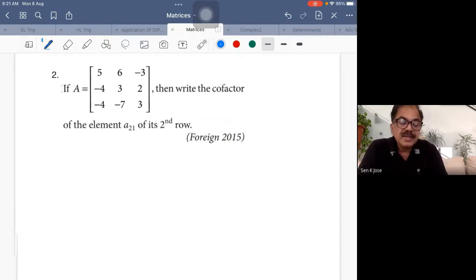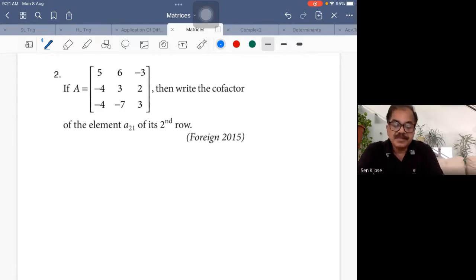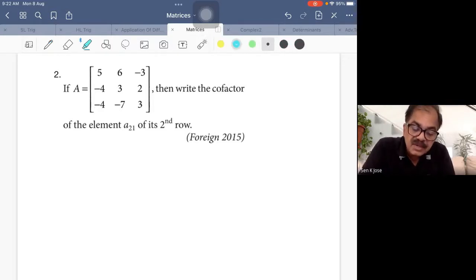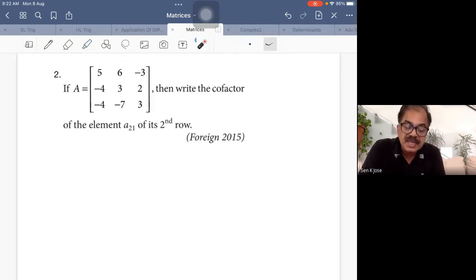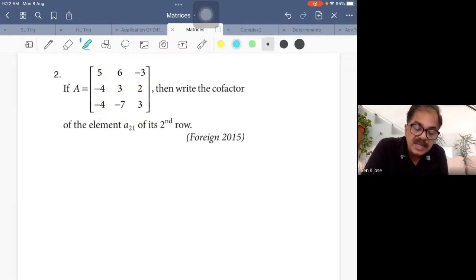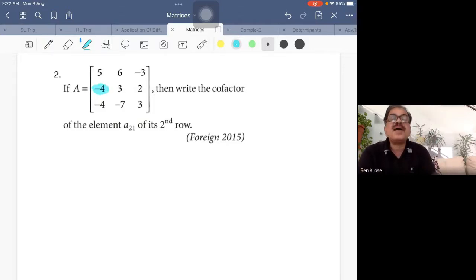The question here, this is probably a 1-mark question. It's also from a past paper. There is a matrix given to you, then it says write the cofactor of the element A21 of its second row. So let's mark which is A21. A21 means the second row, first column element. That's this element, so I'm going to highlight that term. That's my A21.